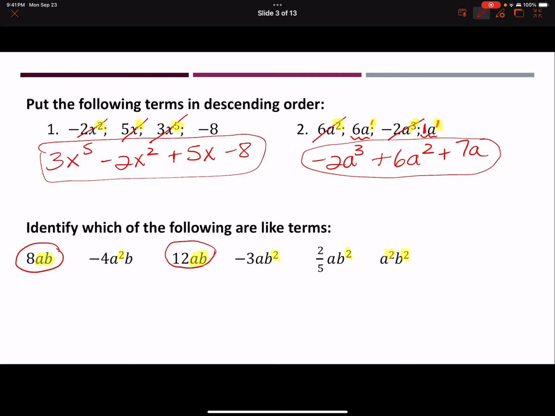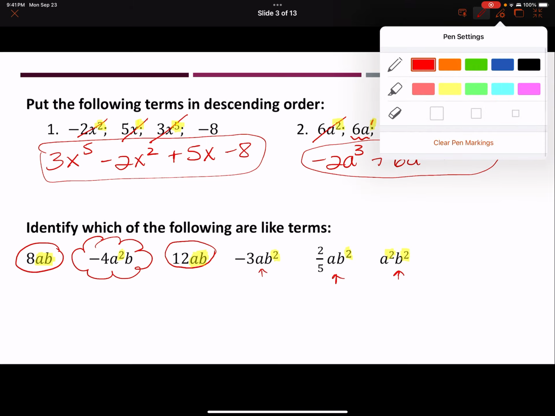Now let me go back to this second term. A squared, negative 4a squared b, right? Well, I circled these ab terms. So maybe I want to put like a cloud around the a squared b. Do I see another a squared b? This term here, this is like ab squared. That's not the same thing. This one's not the same thing, and that one's not the same thing. So this negative 4a squared b, that's the only thing that's going to go in that cloud.